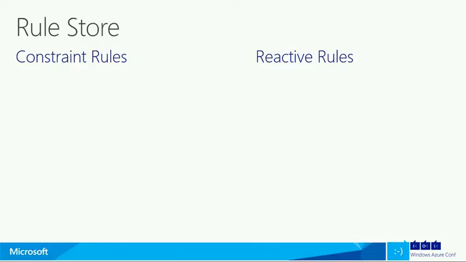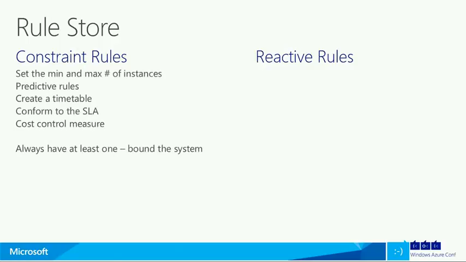There are two types of rules we have with Wasabi as well. There's constraint rules and reactive rules. Constraint rules are basically your predictive type of rules. If I know that a certain event is going to happen in a certain time frame, I can associate that as a constraint rule. I'd also use a constraint rule as a guard condition, basically telling it I want no less than a certain number and no more than a certain number. Basically give me a ceiling to control my cost. I always want to make sure I have at least one of these constraint rules in place. It's really the bound of the system, because without that bound, I could have reactive rules constantly adding more instances, and I don't want to do that.